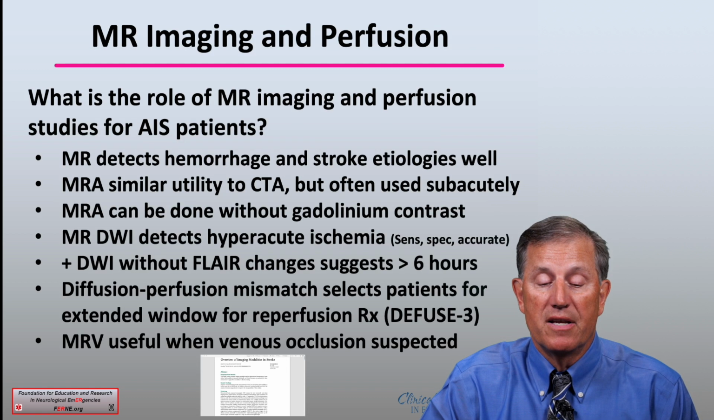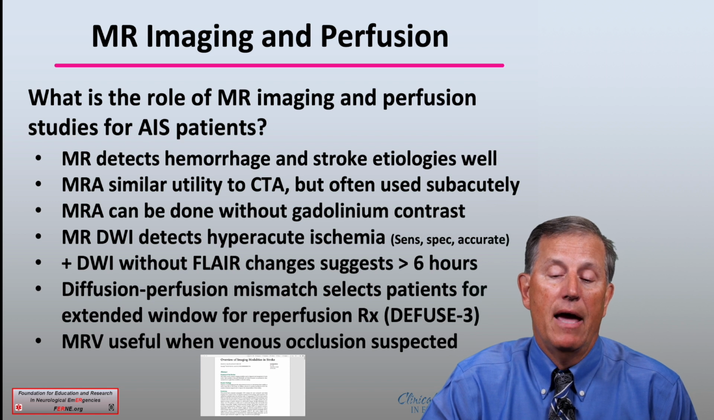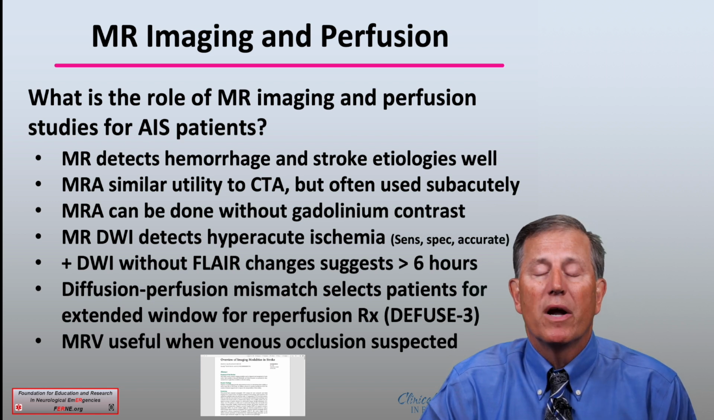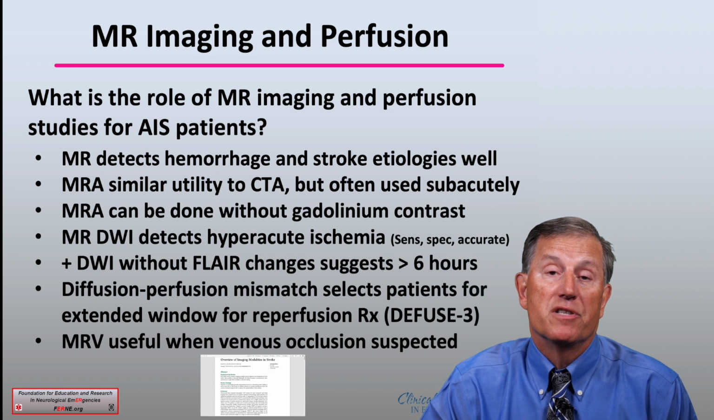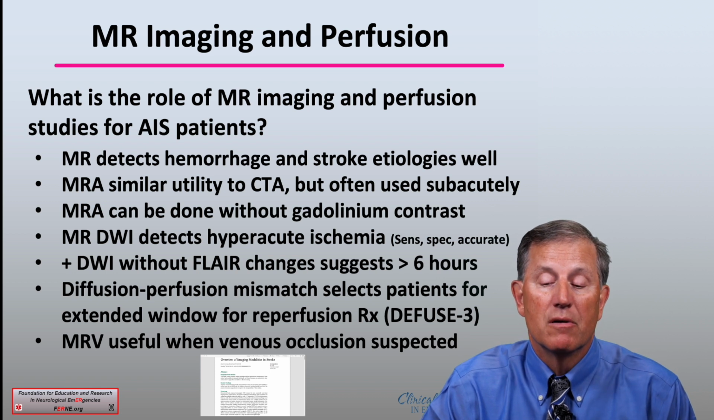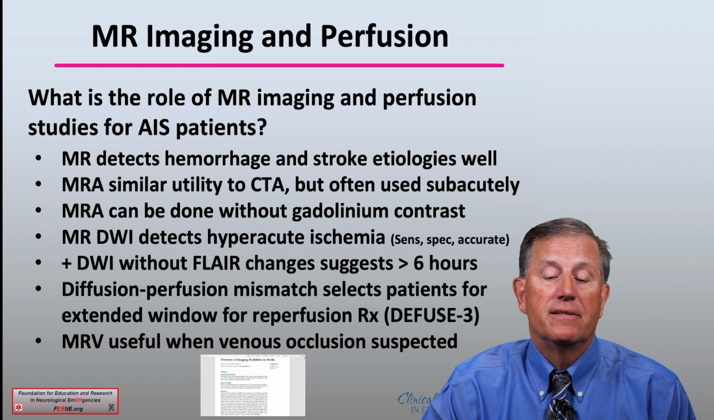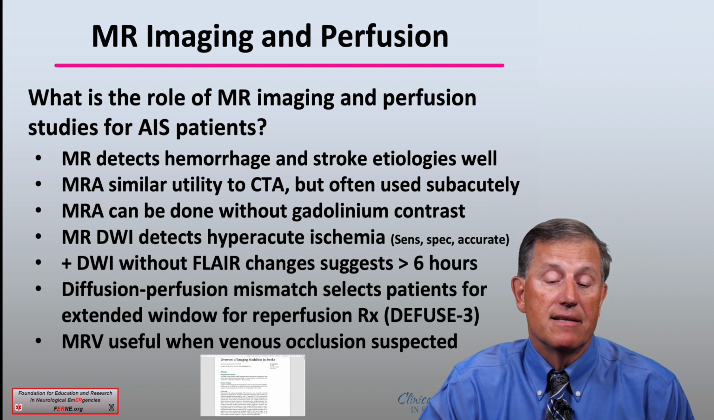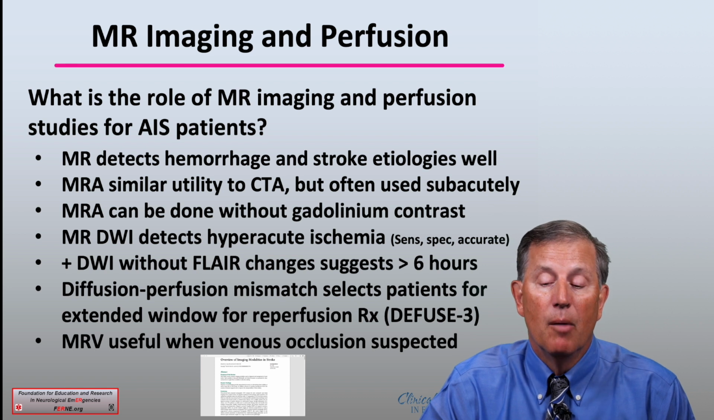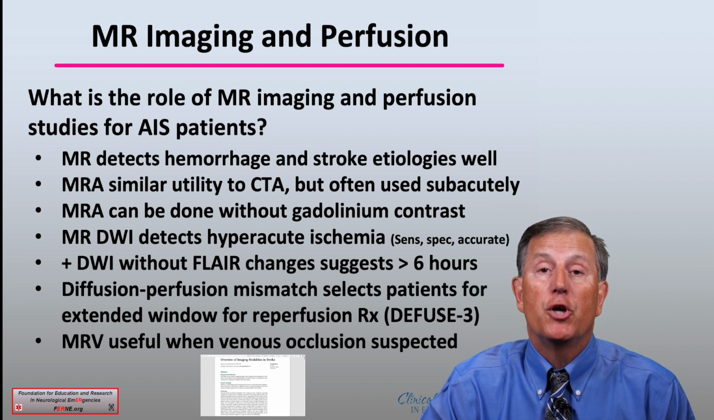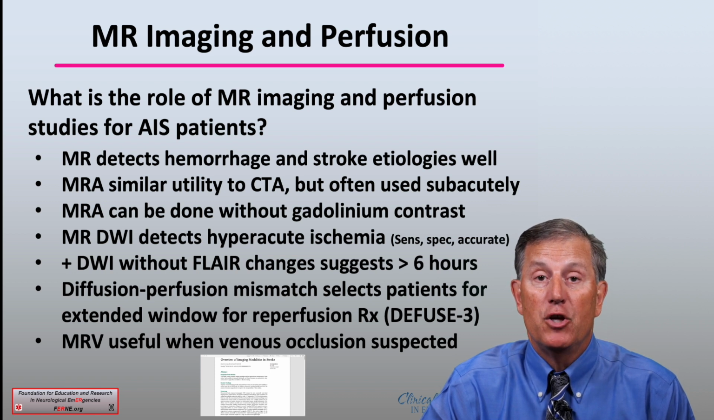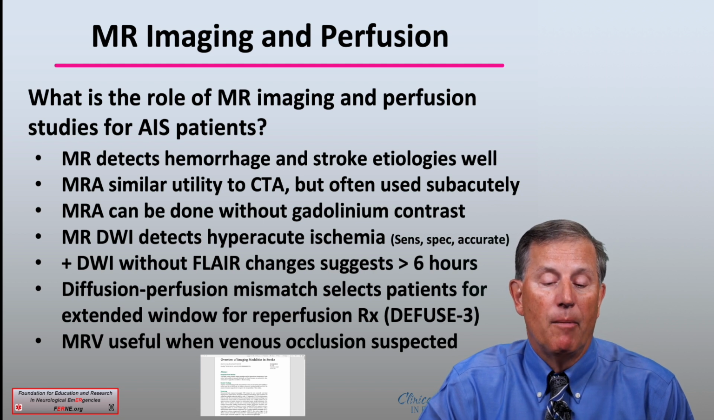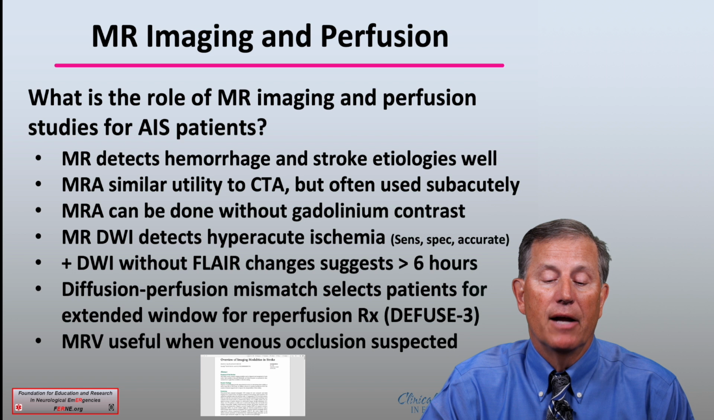The first, of course, is MR imaging and perfusion studies. So what is the role of MR imaging and perfusion studies for acute ischemic stroke patients? Remember, MR does detect hemorrhage and stroke etiologies quite well. And MRA has a similar utility to CTA, but often is used more subacutely, that is not at the time when a consideration is made for the use of thrombolytic therapies or EVT. We know that MRA can be done without gadolinium contrast.